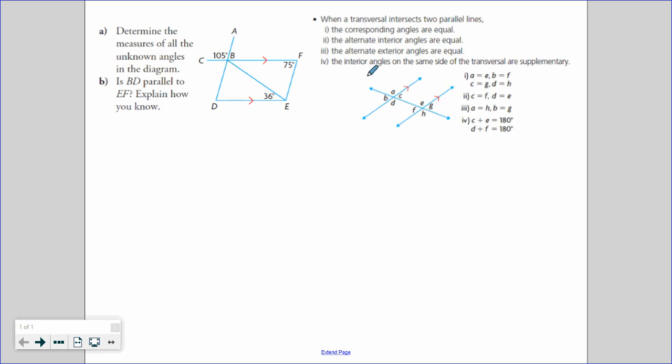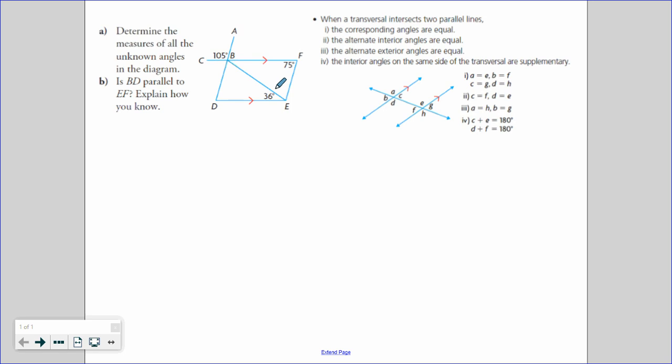And then the last one here: the interior angles on the same side of the transversal are supplementary, supplementary meaning adding to 180. So down here, C plus E. If you want to think about it, this form is kind of like a C itself. So if you see that in the corners of the C, they should add up to 180 degrees. Okay, so let's apply some of that to this question over here.